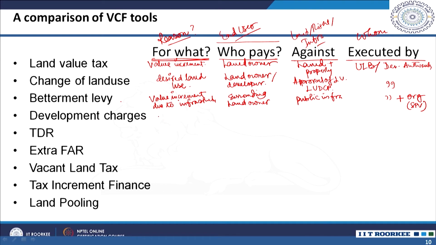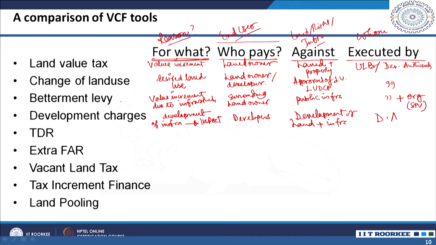And development charges are given for development of infrastructure and its possible impact. Basically it is charged from developers against the development of land plus infrastructure. It is executed by the development authority. In some cases it can be urban local bodies also.